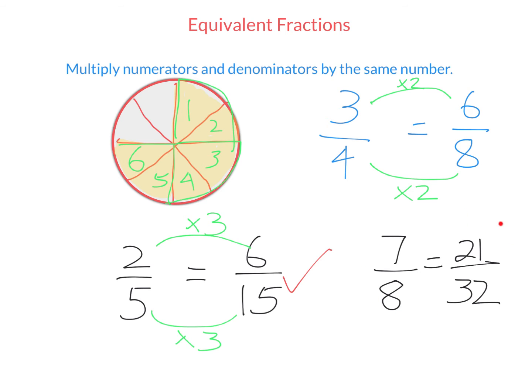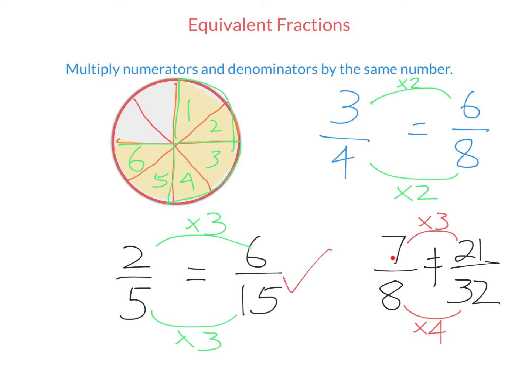But if I look at these two fractions, I want to know whether they're equivalent. So to go from 7 to 21, I've multiplied the top by 3. But to go from 8 to 32, I need to multiply by 4. It turns out these two fractions are not equivalent. So we put a line through the equals, which means not equal to.